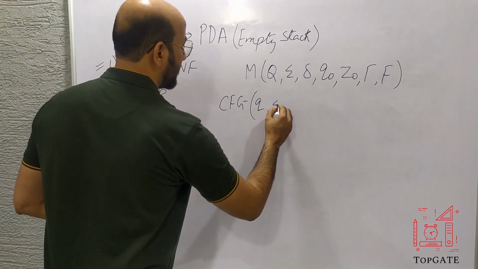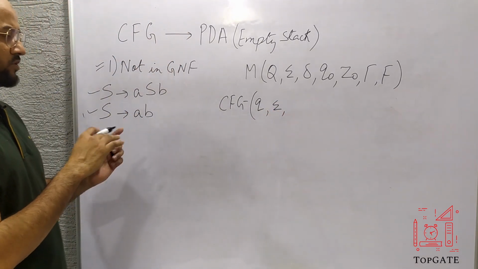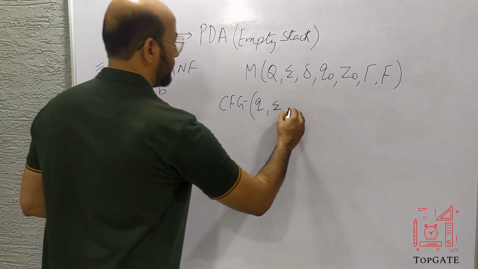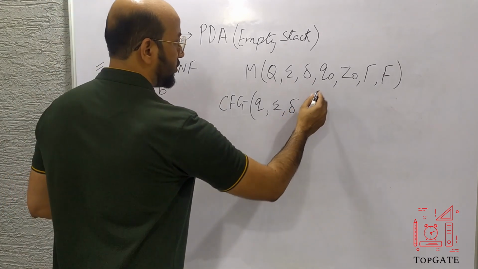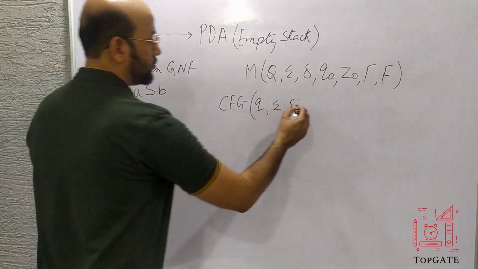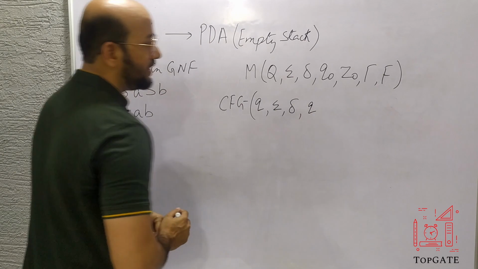Then we have sigma. Sigma will be the same, that is, the small letters will be the sigma. And then we have delta. Delta is the same, we'll discuss this later on. And then we have q naught. There is only a single state, so that will also become the initial state.